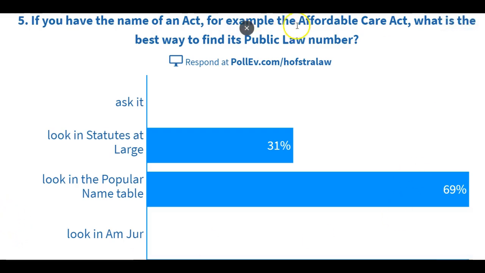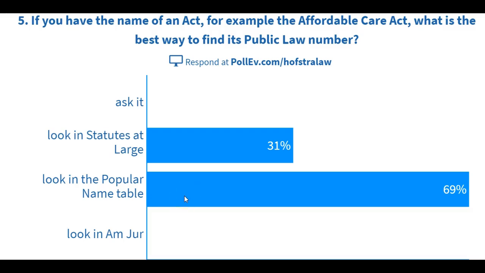So you want to find the public law number first. And again, you can go to the popular name table. The Statutes at Large, you probably could find it with a little bit of digging, but it's a whole lot more difficult and will take you a whole lot more time. So while that's technically not totally incorrect, it's certainly not the best way. Best way, again, that popular name table.